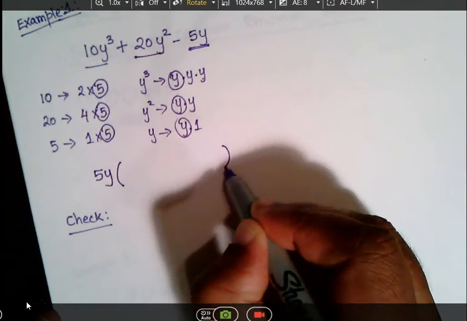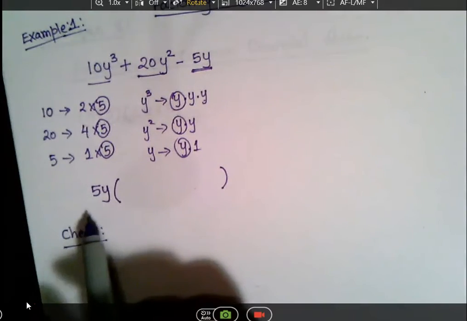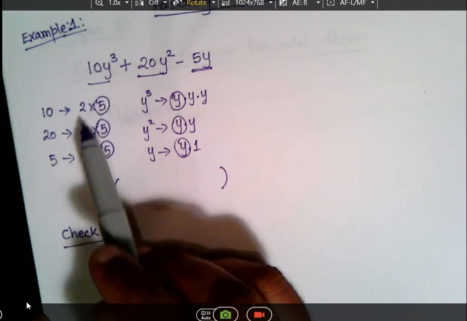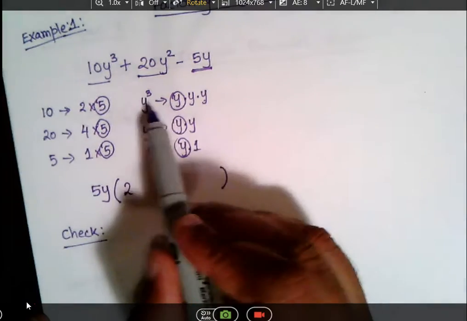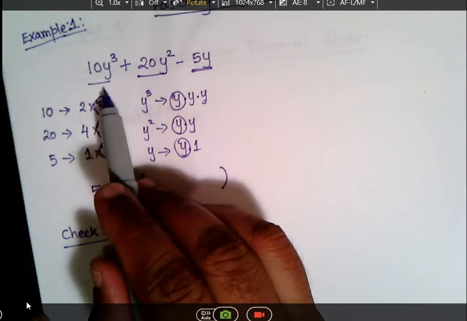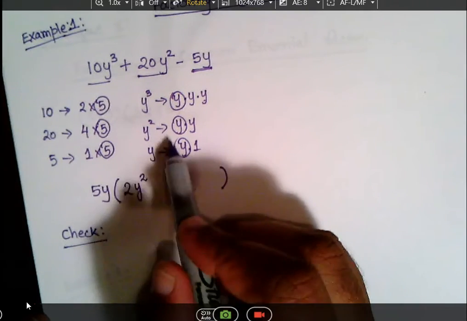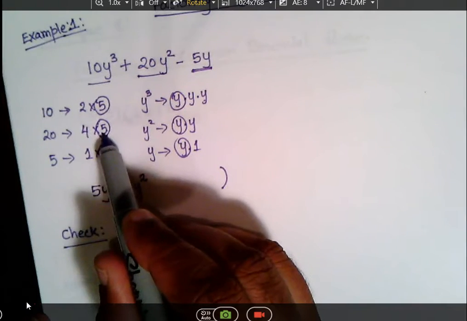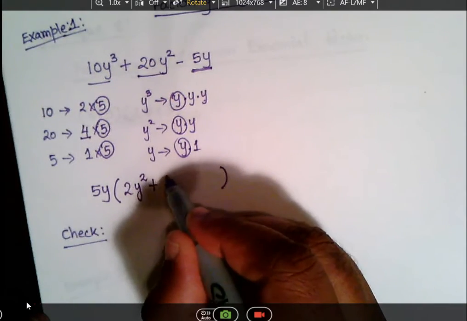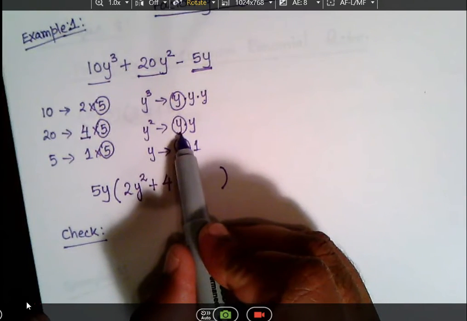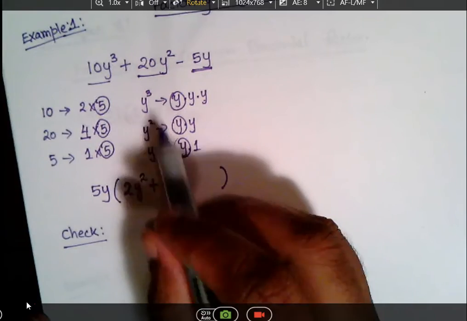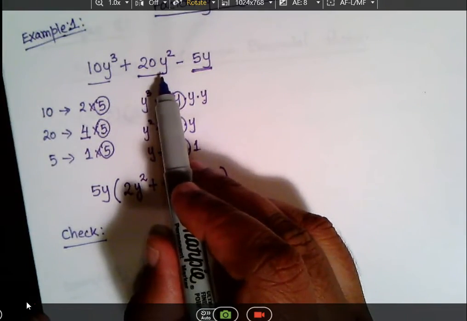And I have to write what is left of these three terms. So when I pulled out a 5, what's left out of the 10 is a 2. And out of the y cubed, I'm left with a y squared. So 2y squared is what is left of my first term. My second term, I pulled out a 5. What's left is a 4. It's a positive 4. Out of the y squared, I pulled out a y. So what's left is a y. So it's a 4y that's left out of my second term.